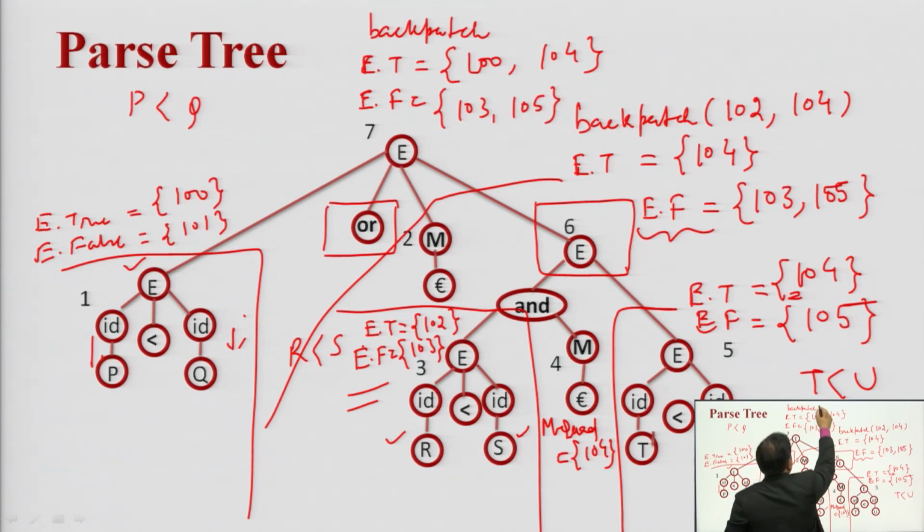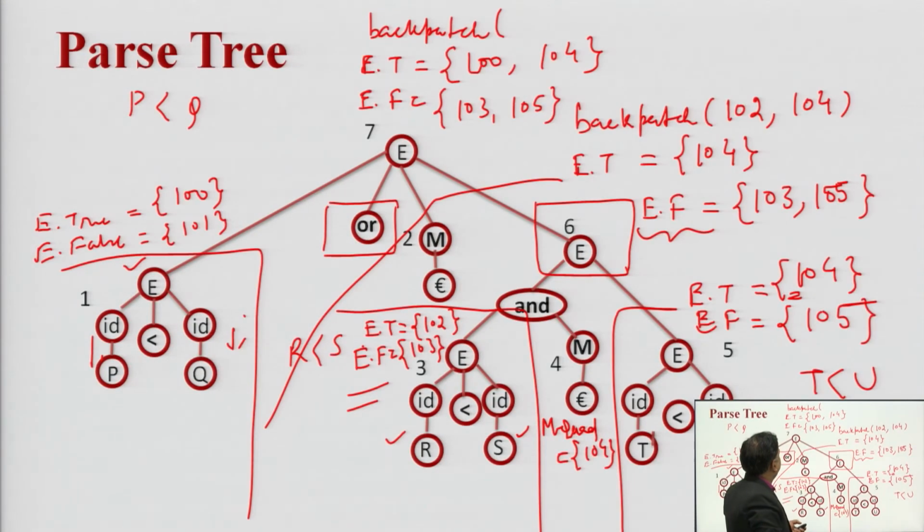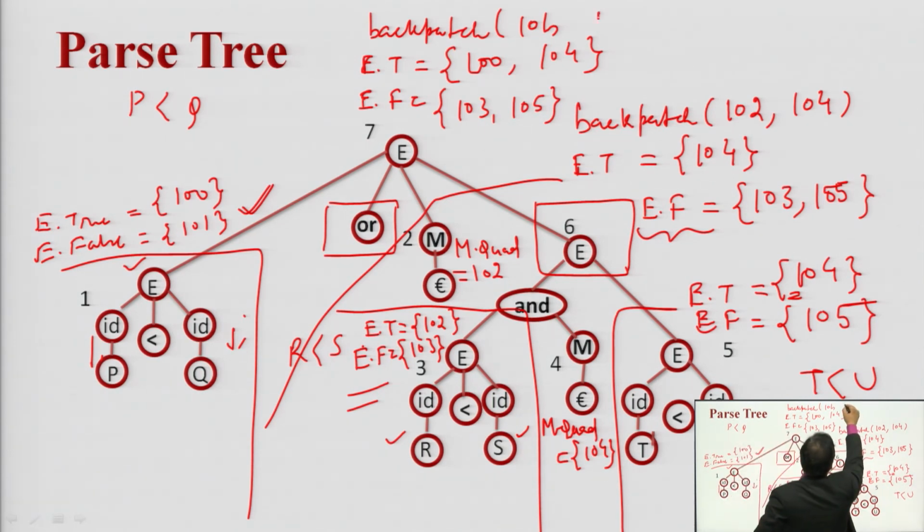105. Similarly, in backpatch what comes is your E1 dot false list. So, what is my E1? E1 is here. So, this is my E1 dot false list, that is 101, comma what is the value of m dot quad? So, here the m dot quad will be again the next quad, m dot quad equals to next quad, that is 101, 100, 101 and 102, right. Okay. So, this will be your 102. So, what is the meaning of this backpatch?